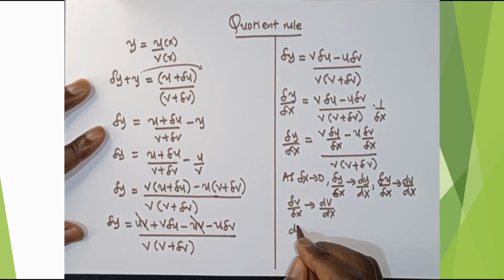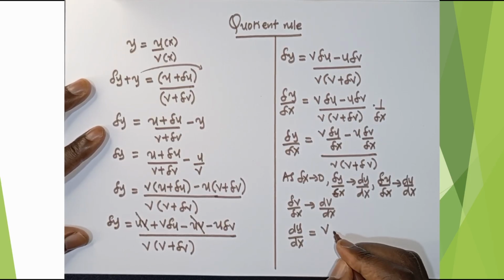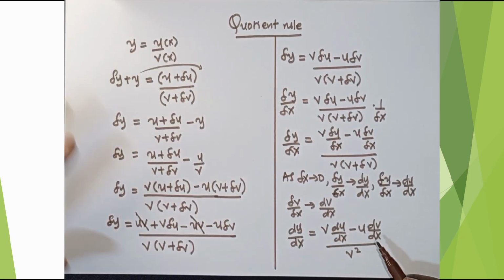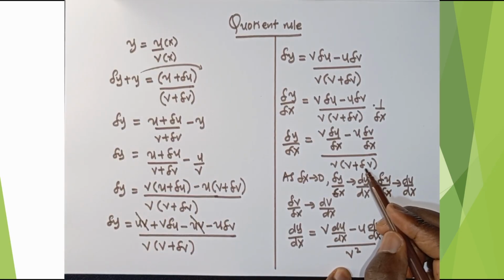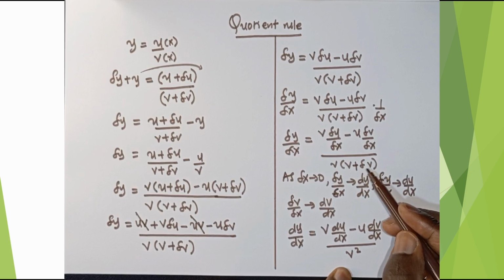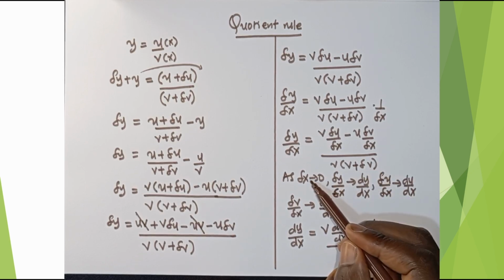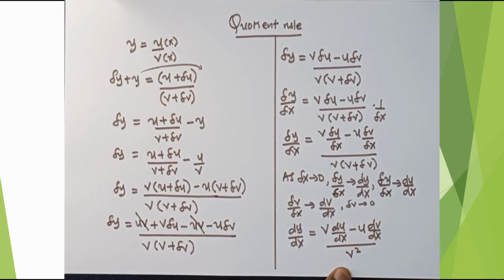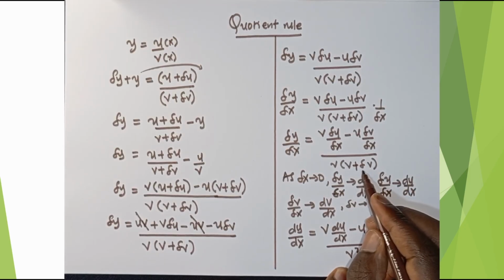So finally our dy by dx becomes v du dx minus u dv dx, out of v squared. Where do we get v squared? When we substitute here 0, we shall remain with v into v, which ends up being v squared. Why are we substituting in 0? Because as delta x tends to 0, delta v also becomes 0. That's why we put a 0 there.